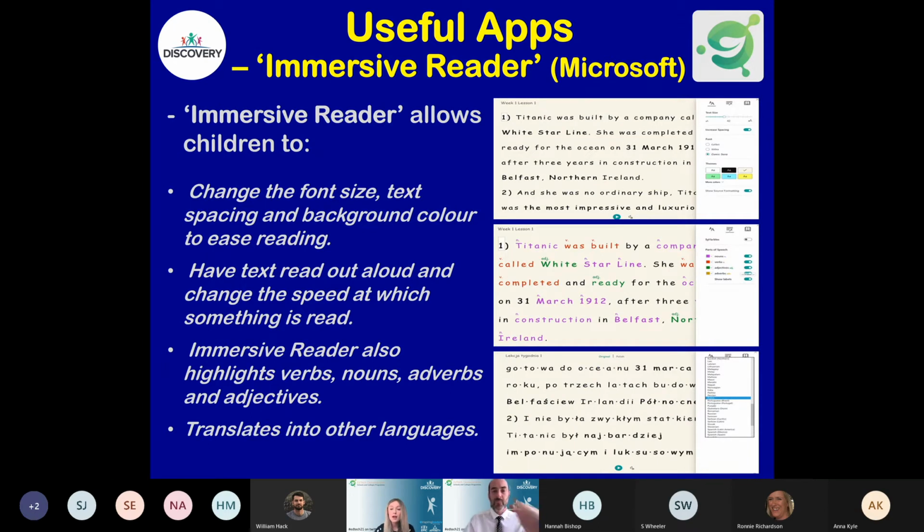So I've got a boy in my class who is Polish, and his maths is fantastic, but he can't access the problem solving and reasoning. So we use Immersive Reader in order to help him access the problem solving and reasoning questions.